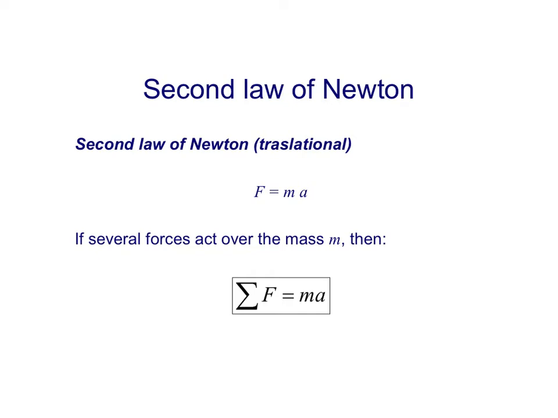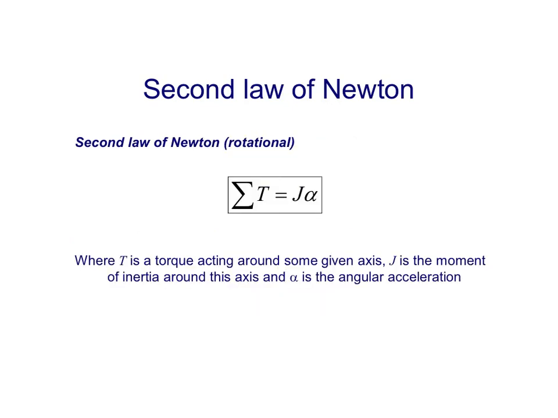For translational systems, we know that the force equals the mass times acceleration. Now, if several forces act over the mass m, then we need to consider the sum of all the forces acting over the mass equals the mass times acceleration. For a rotational system, we have the second law of Newton, but in another form. The sum of all the torques applied to a certain mass is going to be equal to the moment of inertia of the body times the angular acceleration. So T is a torque acting around some given axis, J is the moment of inertia around this axis, and alpha is the angular acceleration.